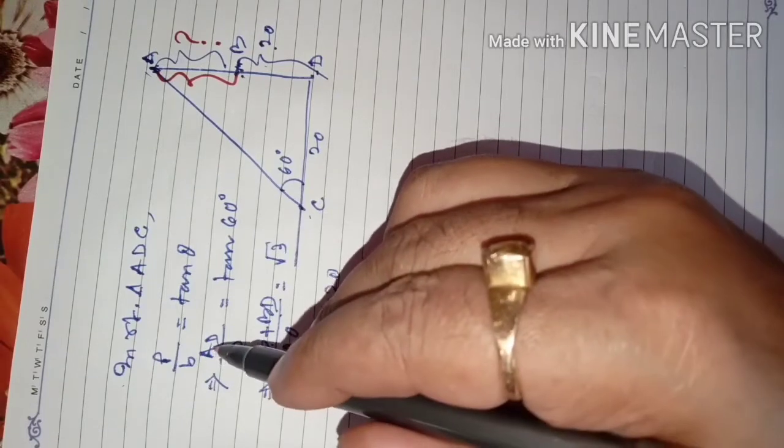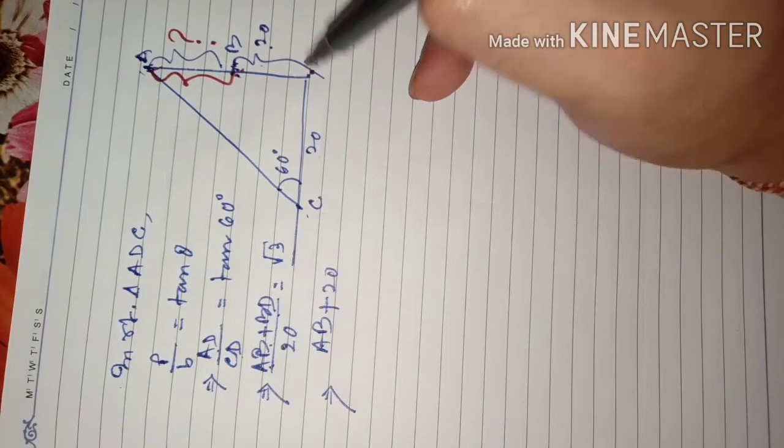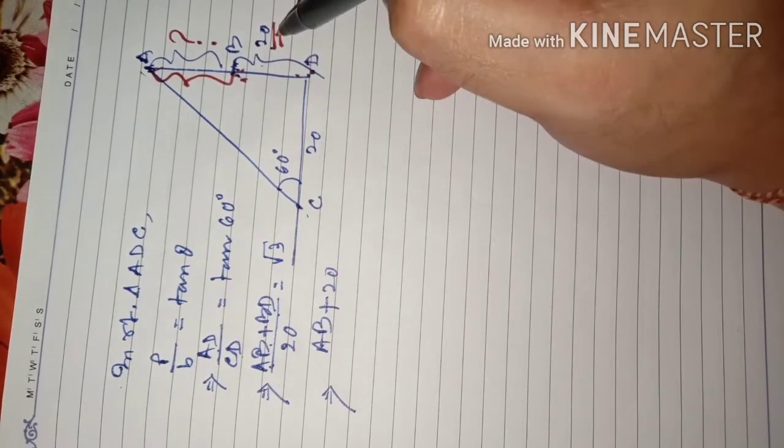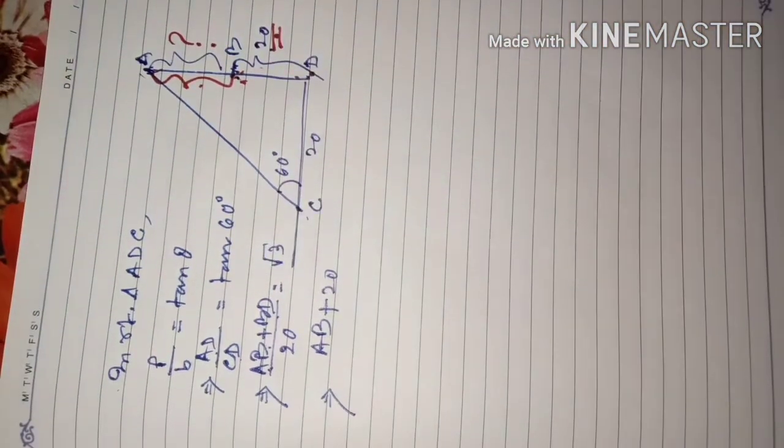So that's why you are splitting AD as AB plus BD, so that BD's length also can be used, and AB will be separated from the rest. So this is the process actually.